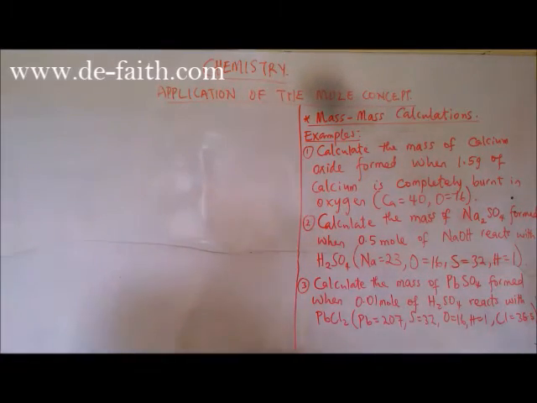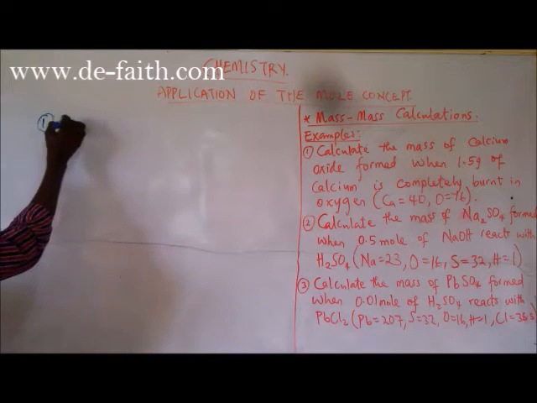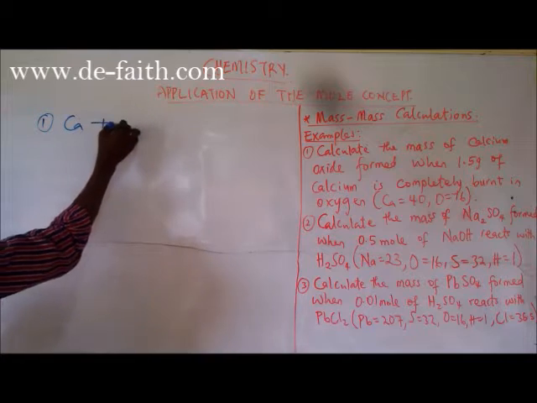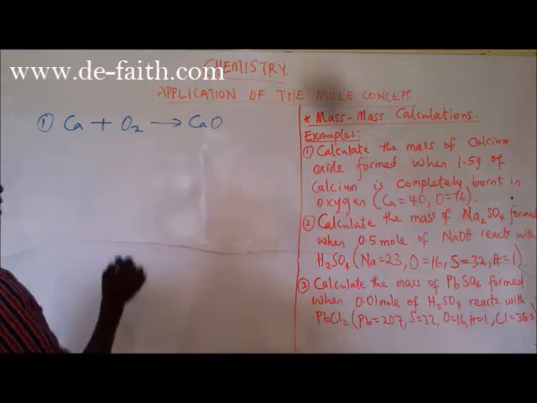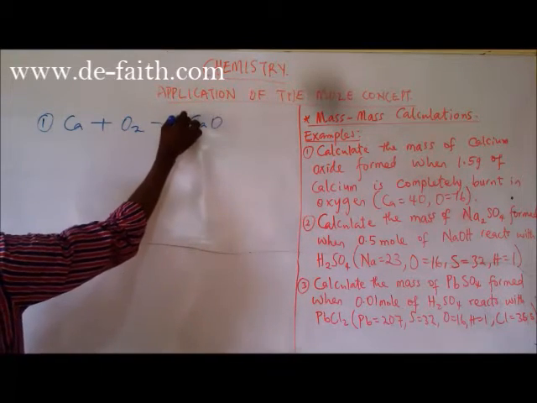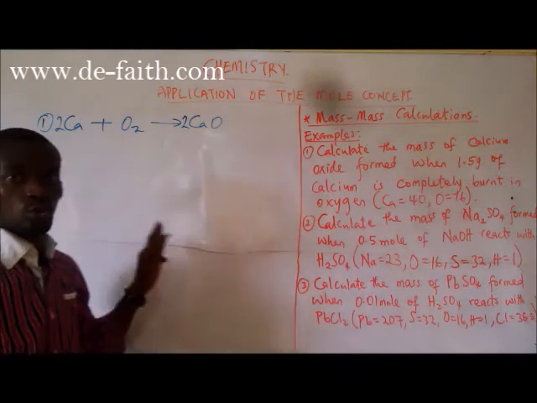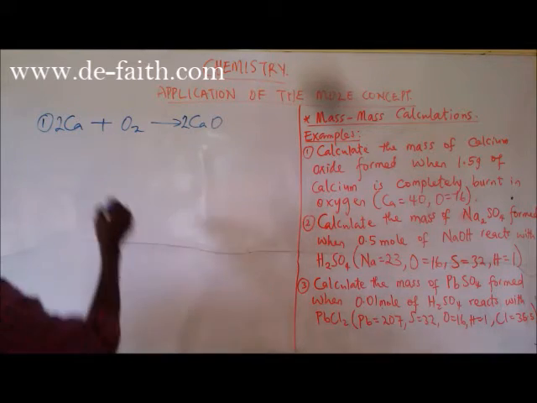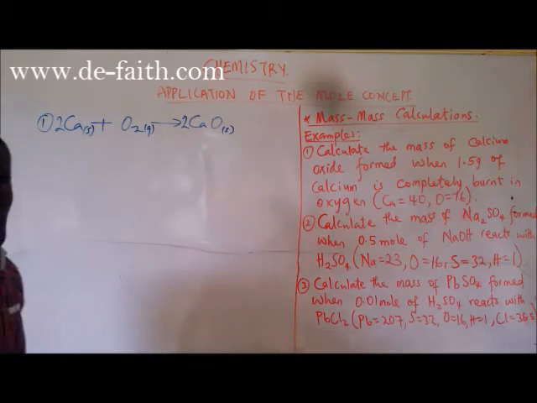And here's our question. We are to calculate the mass of calcium oxide formed when 1.5 gram of calcium is completely burnt in oxygen. So first is to have a balanced equation. Number one, calcium reacting with oxygen gas to form calcium oxide. And we need to balance our equation. So if we put 2 here and 2 here, that means we have 2 moles of calcium, solid, oxygen, and 2 moles of calcium oxide.